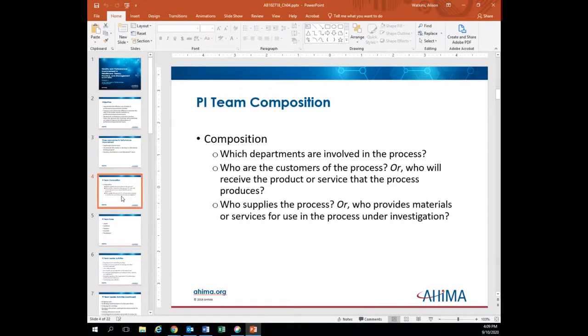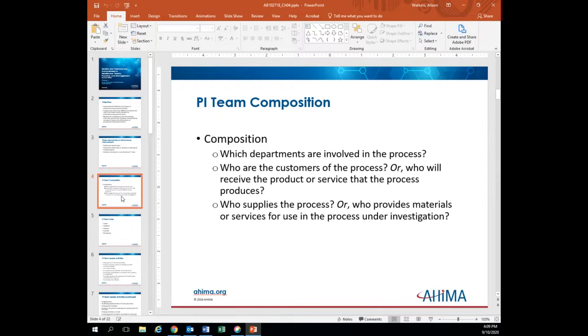Okay. Now, when we talk about composing these teams, putting them together, there's a lot of different things that need to be taken into consideration. When you put together a performance improvement team, it shouldn't be just your friends. It shouldn't be just the people you like. There should be a lot more things that are considered. All the departments that are involved. You can't exclude a department just because you don't work in that department or you don't know much about that department. We need to include representation from all departments that could be affected by the decisions that we're making.